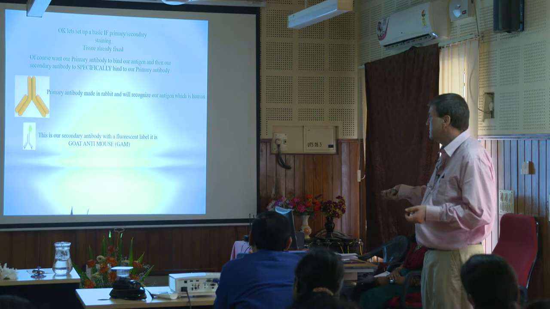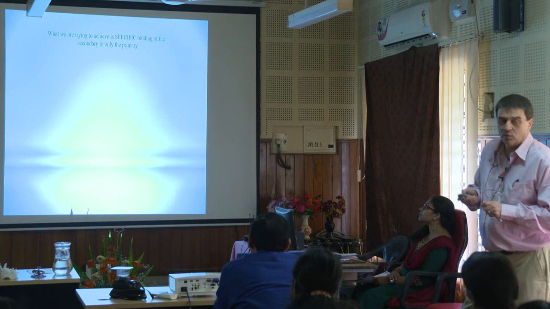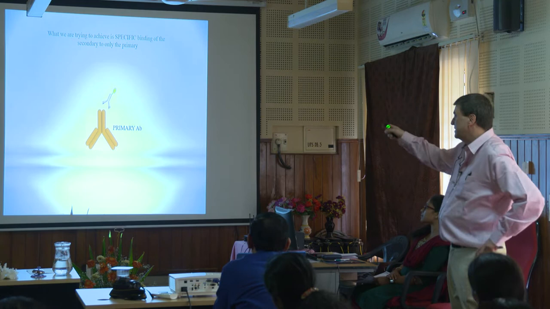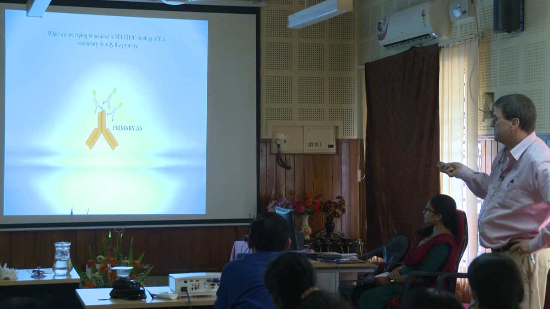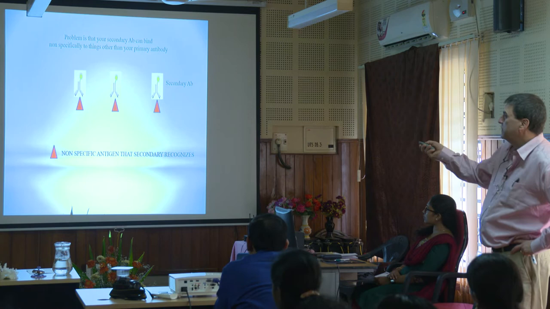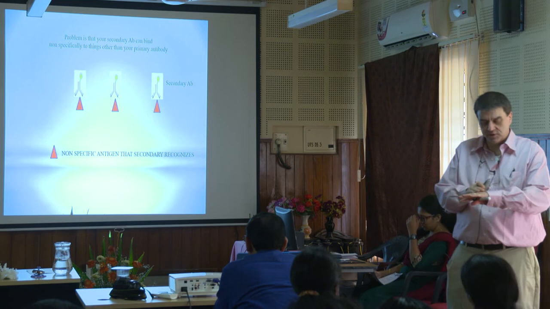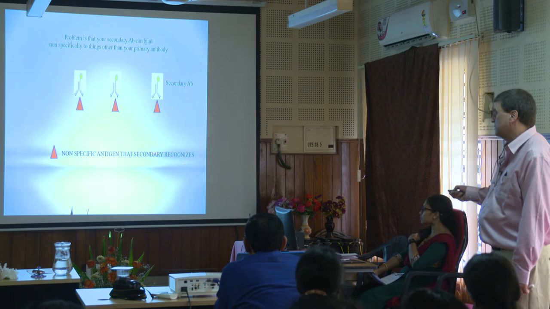Okay. So what we're trying to achieve is specific binding of the secondary to only the primary. So then the secondary should only stick to it, right? But you can have multiple secondaries stick to it that would amplify your signal. Okay, but the problem is your secondary antibody can bind non-specifically to things other than your primary. Like I said, you have all this tissue, all these different molecules in your tissue, and it might stick in places you don't want. So it's sticking to something non-specific, like a non-specific antigen. And that's bad. This is background.